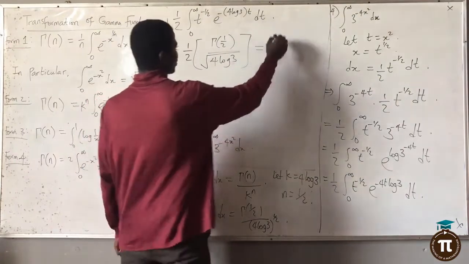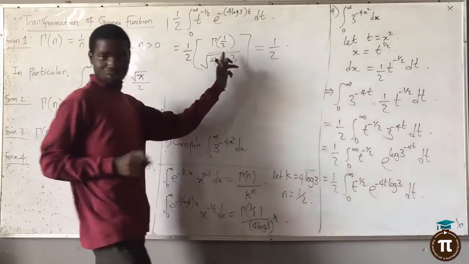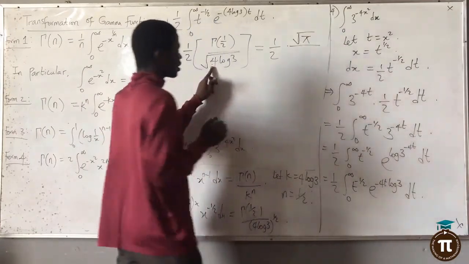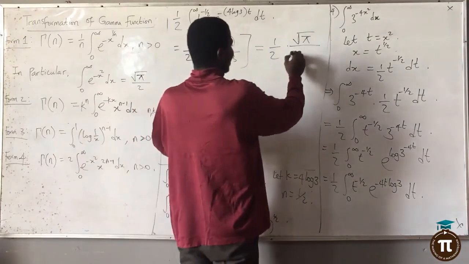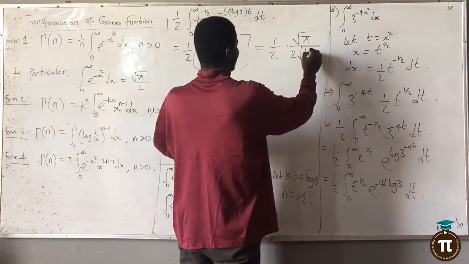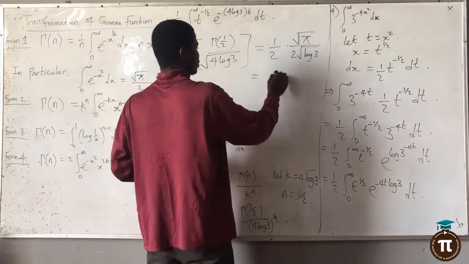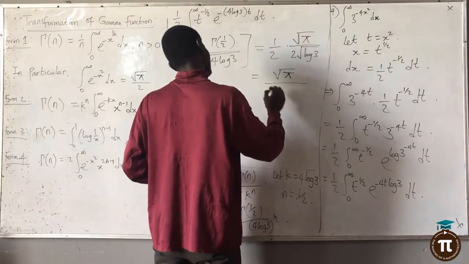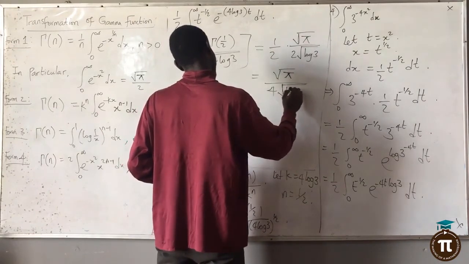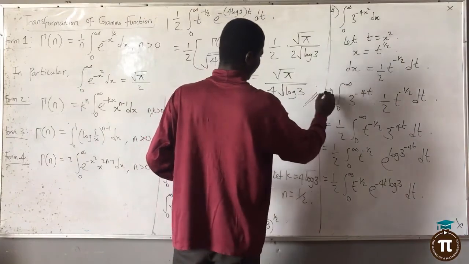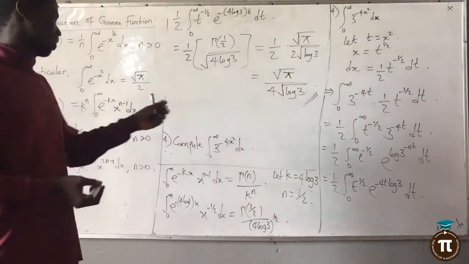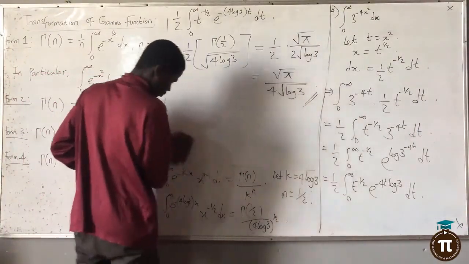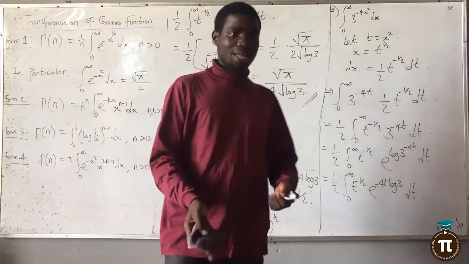So this is 1 over 2 times gamma of 1 over 2, which is root pi, all over root of 4 which is 2, so I have 2 roots of log 3. So the answer is root pi all over 4 square root of log 3. That's the answer to that question. So I think that's all.